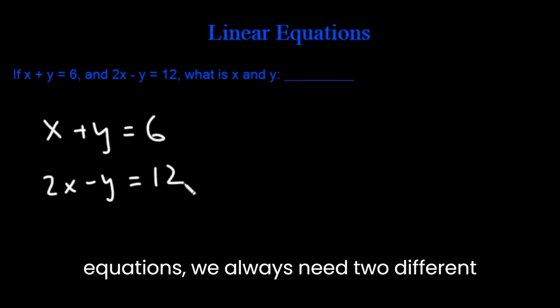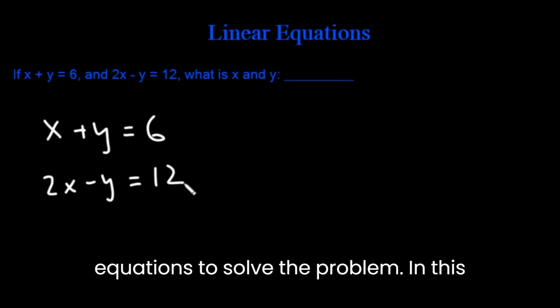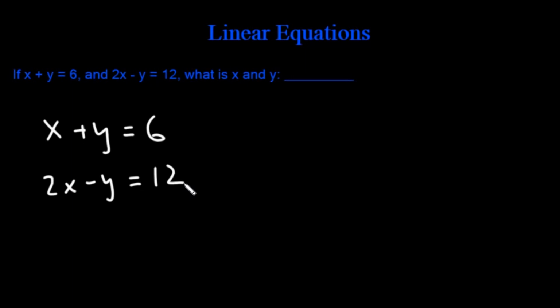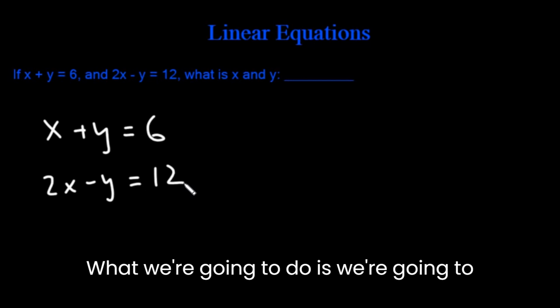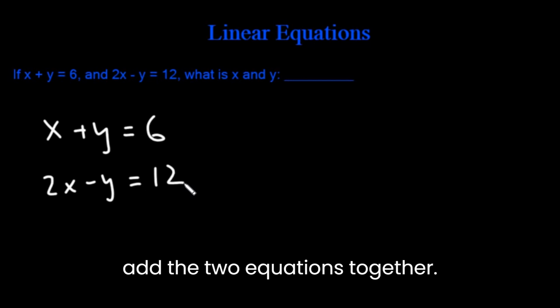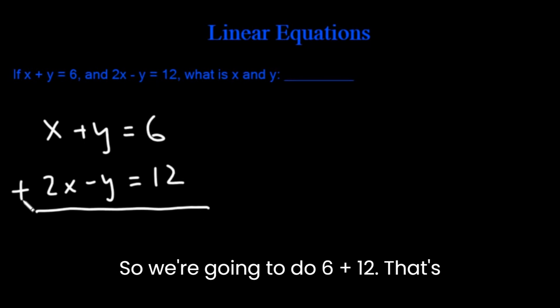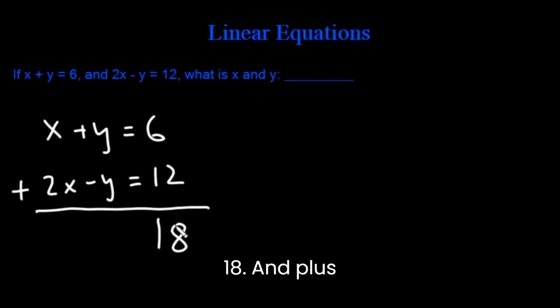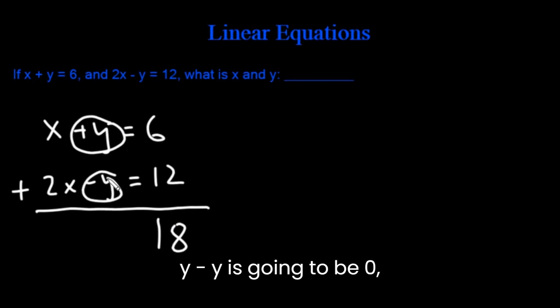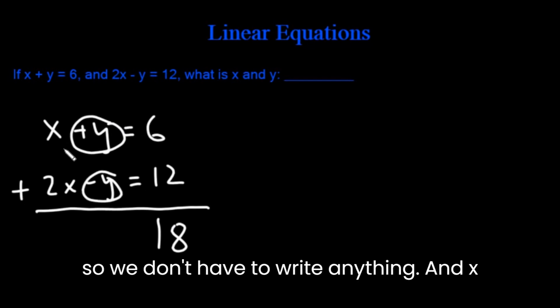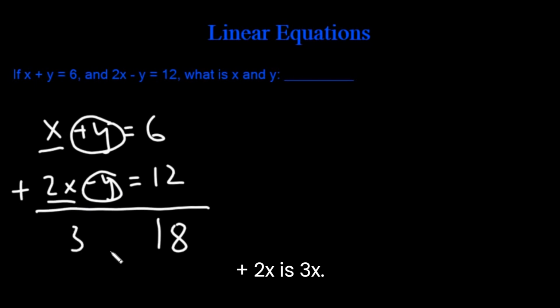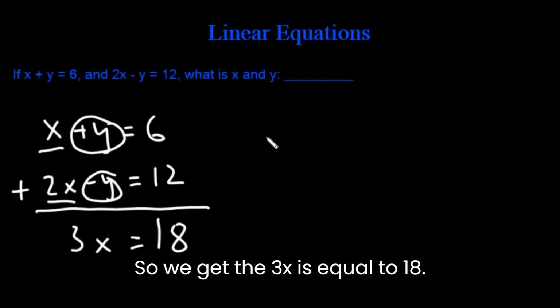For two variable equations, we always need two different equations to solve the problem. In this case, we have the two different equations. What we're going to do is we're going to add the two equations together. So we're going to do 6 plus 12, that's 18. And plus y minus y is going to be 0, so we don't have to write anything. And x plus 2x is 3x. So we get that 3x is equal to 18.